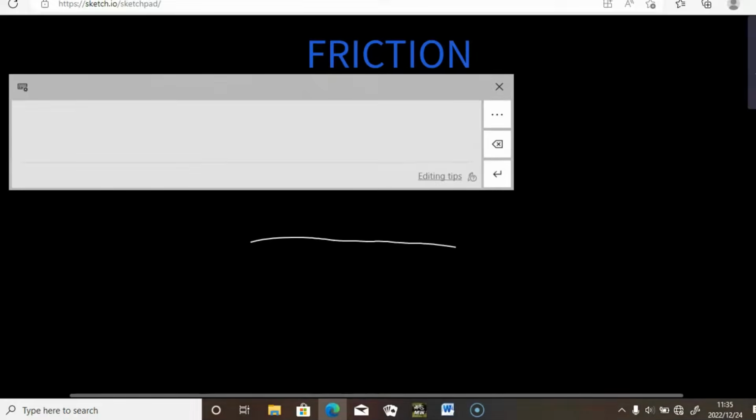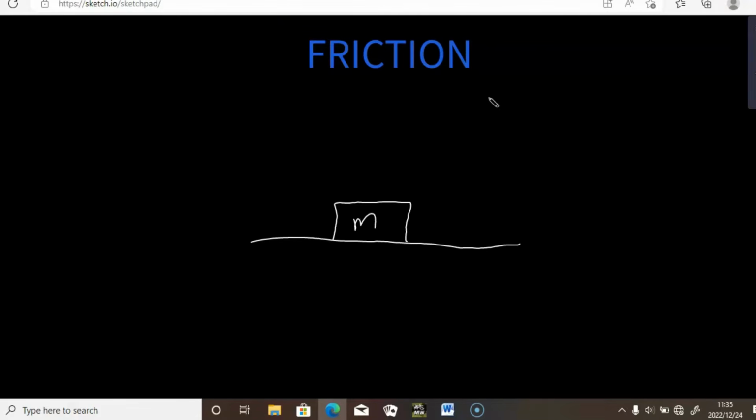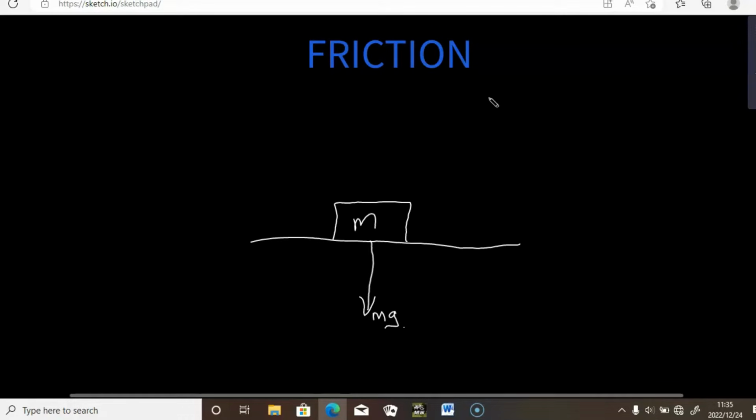In this case, we will be looking at the ground and an object of mass m. We know the forces that will be acting on this object before any external force is being applied will be the weight, which is the product of the mass times gravitational acceleration. This object is not moving up, nor is it moving down. That tells us that this object is in equilibrium.